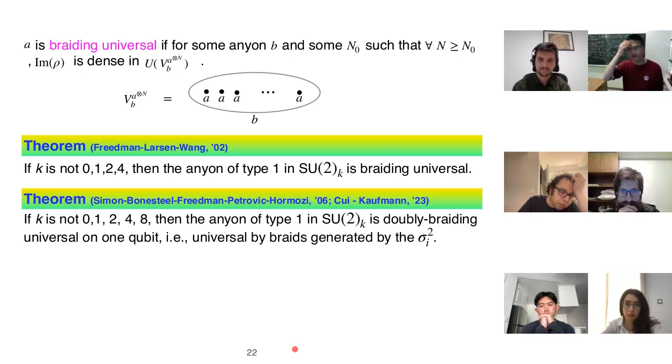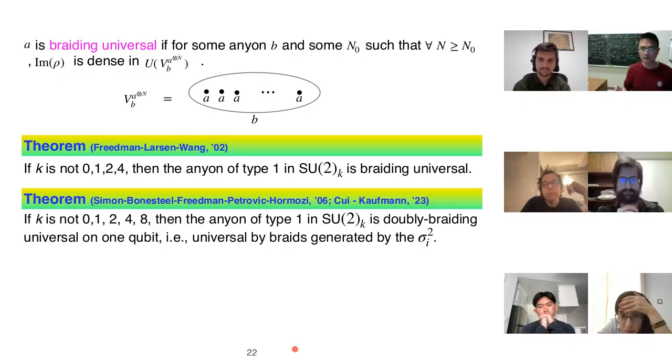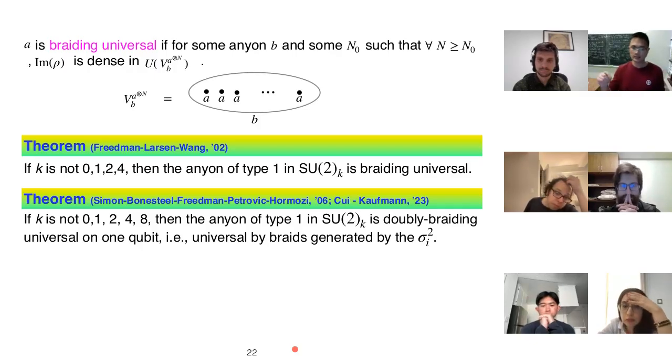Now, recently we have a partial strengthening of the above result. Namely, instead of just braiding, if we restrict ourselves to the so-called double braiding, which means we only allow dragging an anyon around the other anyon. That's called a full braiding or a double braiding. Then we can show that at least for one qubit, the double braiding is already universal.